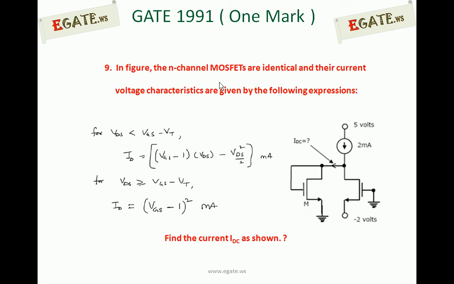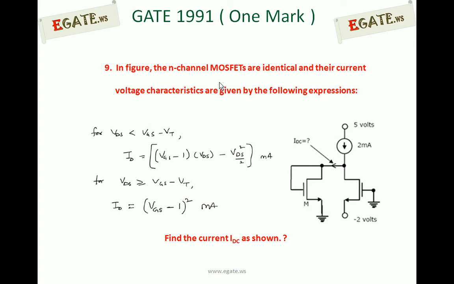In the figure, the N-channel MOSFETs are identical and their current-voltage characteristics are given by the following expressions. For VDS less than VGS minus VT, ID is equal to (VGS minus 1) into VDS minus VDS square by 2 milliamperes. For VDS greater than or equal to VGS minus VT, ID is given as (VGS minus 1) whole square milliamperes.